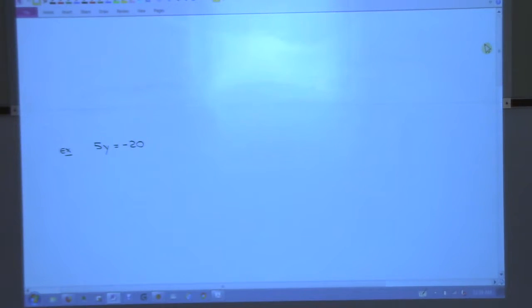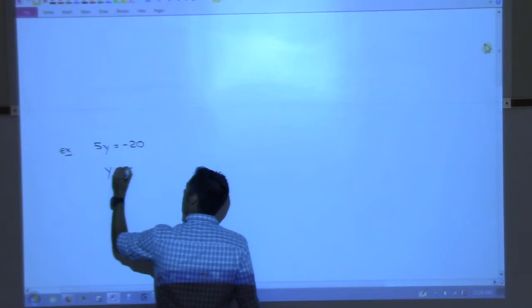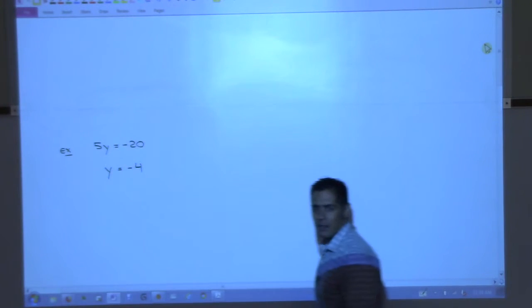Does anyone notice anything? There's no x, right? There's no x here. And if there's no x, that means you just have y is equal to something, right? If you divide both sides by 5 here, you get y is equal to negative 4. And what type of line is that?